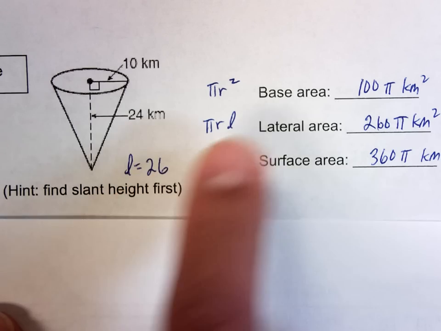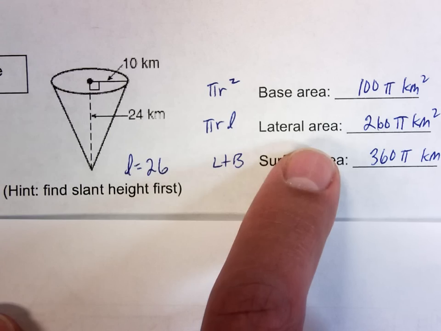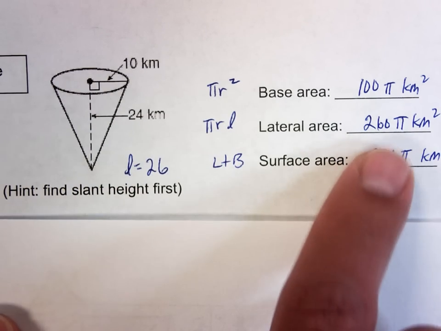So then my base area, 10 squared, is 100 pi. My lateral area is pi times the radius times the slant height. 10 times 26 is 260, and I've got 260 pi.